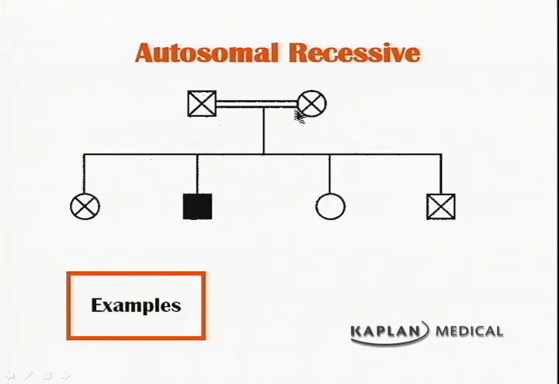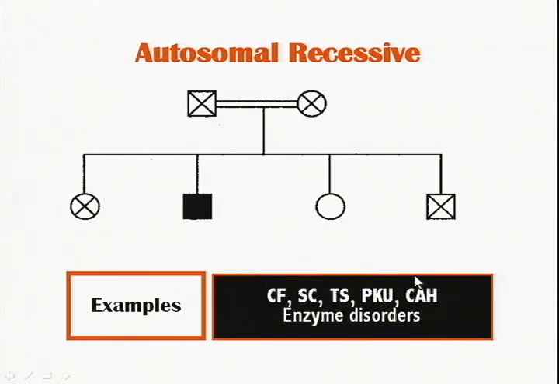Now you notice if both parents are carriers, 25% of the children will be affected. 25% will be neither affected nor carriers, and 50% will be carriers, unaffected. Examples of these is what I call the alphabet soup. CF, cystic fibrosis; SC, sickle cell disease; TS is Tay-Sachs disease; PKU is phenylketonuria; and CAH is congenital adrenal hyperplasia.